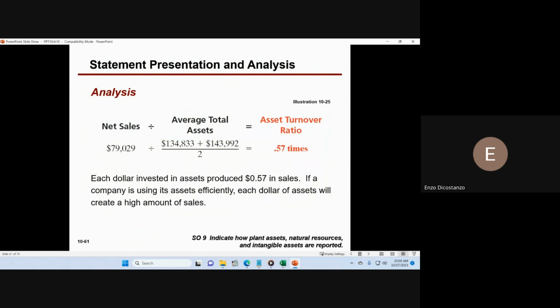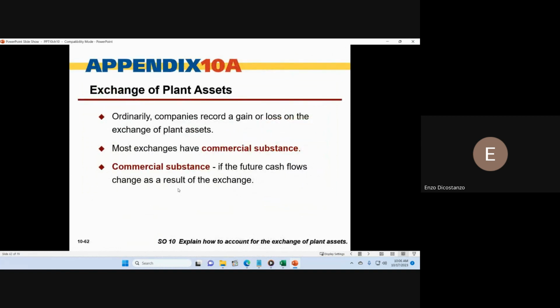Net sales by average total assets. That's asset turnover ratio. You need little debt ratios like that. People love ratios, but know your numbers. If you know your sales and you know your assets, the turnover, you can almost just do this in your head. You can see it's about half, right? You can always see that. So for each dollar invested in assets produces 57 cents in sales. If it's efficient, the dollar of assets will create a high amount of sales. Okay, and that's it. We're to the appendix here.